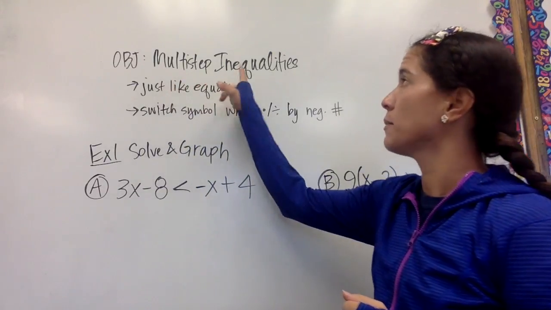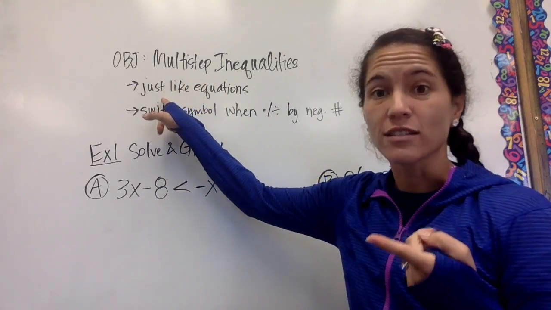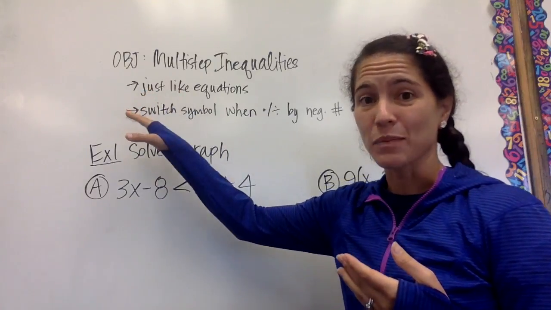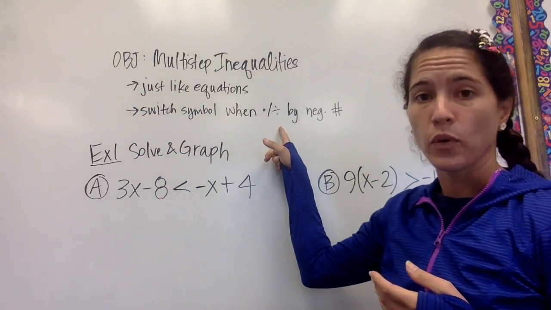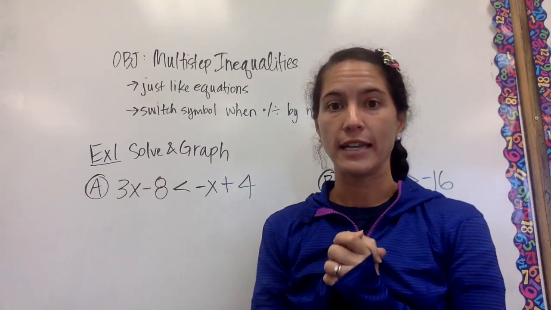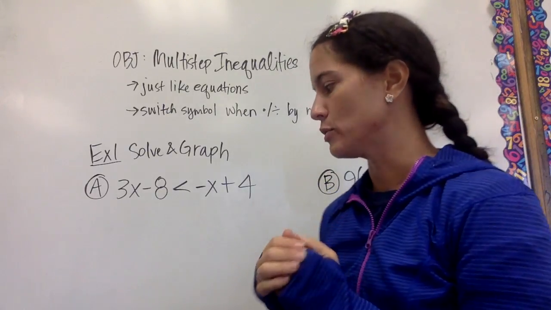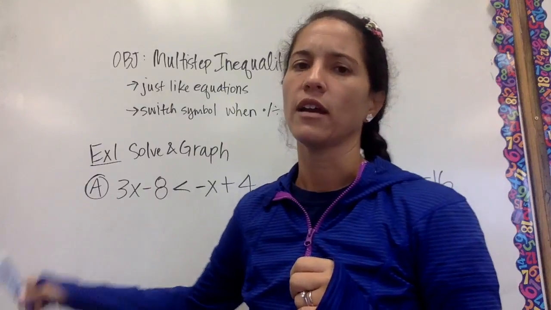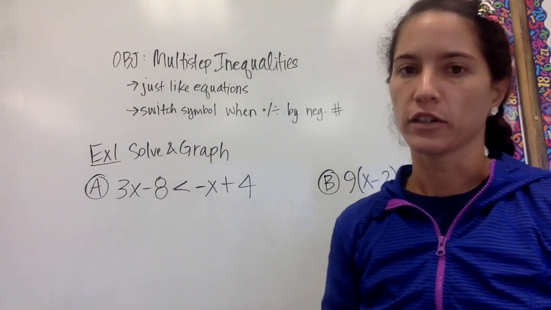Objective is multi-step inequalities. It's going to be just like equations, except you have to switch your symbol when you multiply or divide by negative. So that very last thing, if you multiply or divide by negative, you have to switch your inequality symbol. So just a little bit, two quick examples, solve and graph.